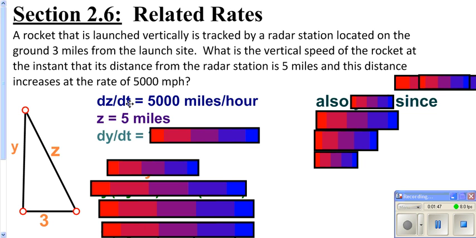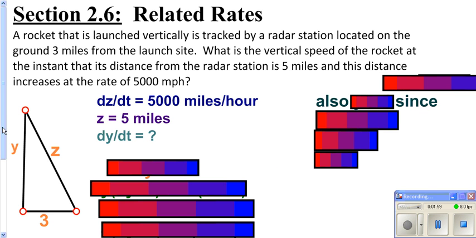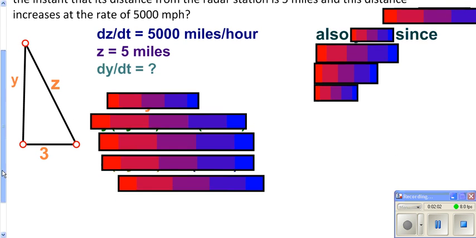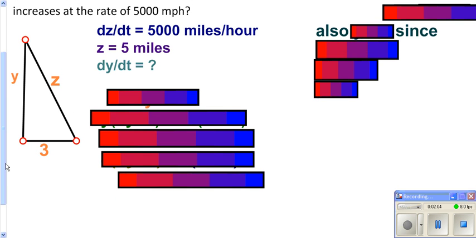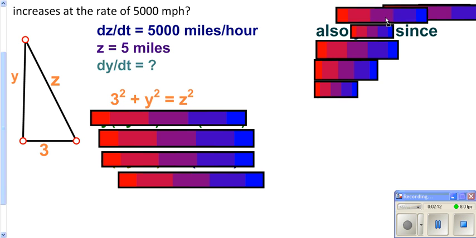We also want to know what is the vertical speed. Well, that's a rate again. We're looking for our dy/dt. So we want to write down what it is we have and what we're looking for. Now we want to find an equation that relates our variables. And that would be this here, because our variables are z and y. Here's our equation that relates z and y.